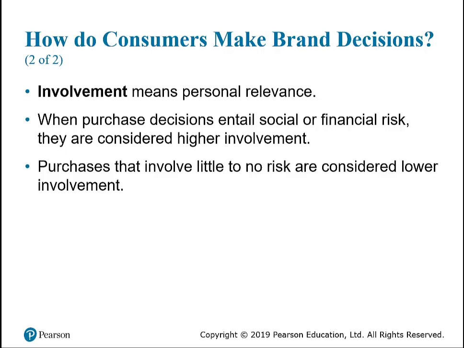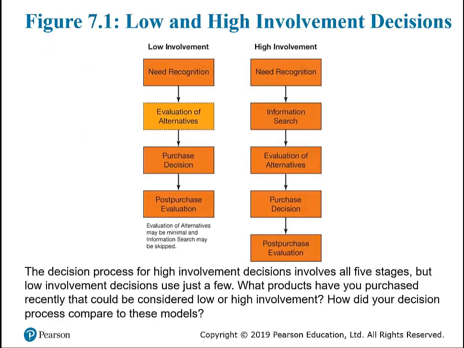Involvement means personal relevance. When purchase decisions entail social or financial risk, they are considered higher involvement. Purchases that involve little to no risk are considered lower involvement. A purchase may be low involvement or high involvement. In low involvement, there's little or no information search. Figure 7.1 shows low and high involvement decisions. The decision process for high involvement decisions involves all 5 stages, but low involvement decisions use just a few.